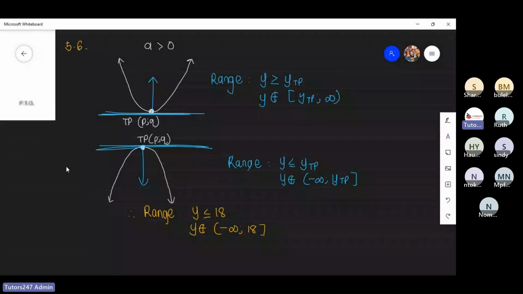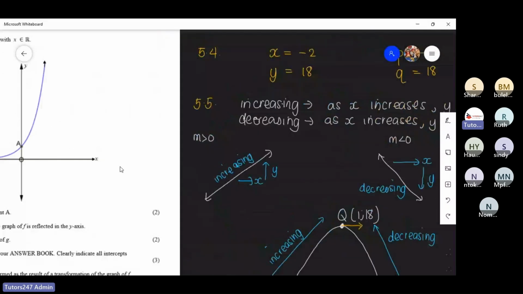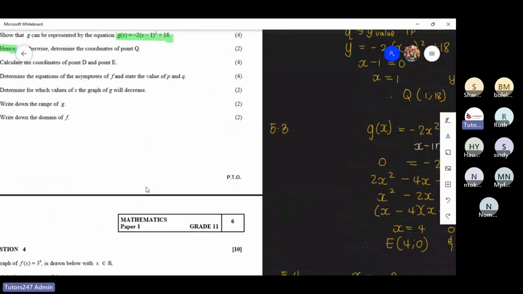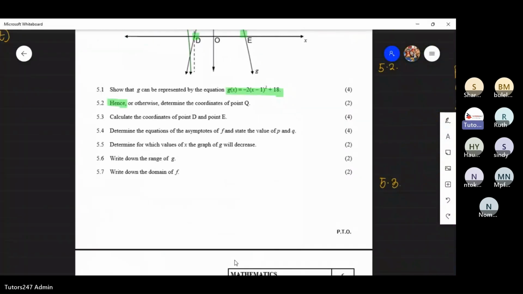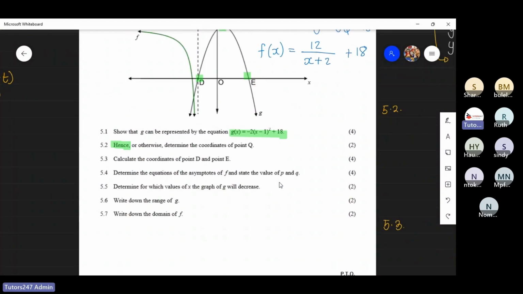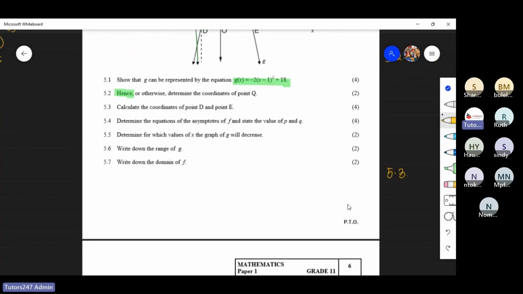Now, let's move on to the last and final question of today's session, which is question 5.7. Question 5.7 states, write down the domain of G. If we want to find the domain of F, not G. So the domain of F, keep in mind that F is a hyperbolic function. If we want to find the domain of a hyperbolic function, we can use this formula.